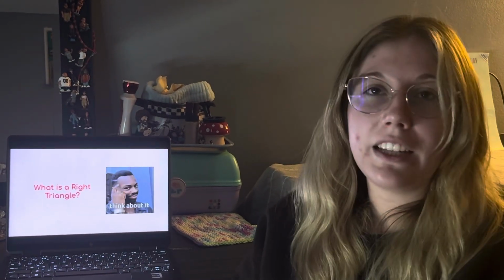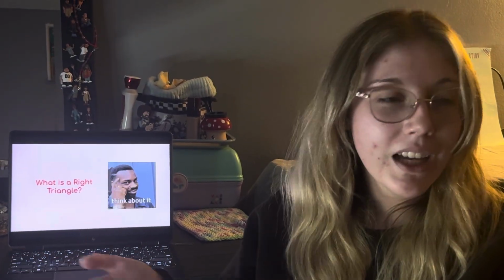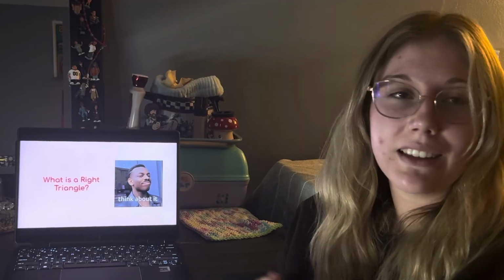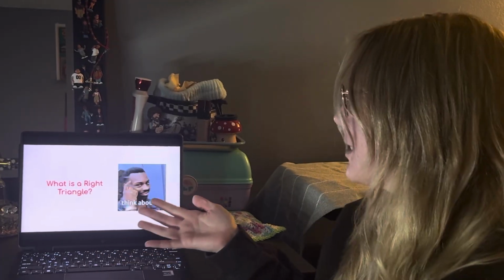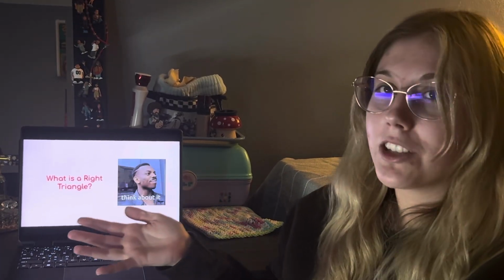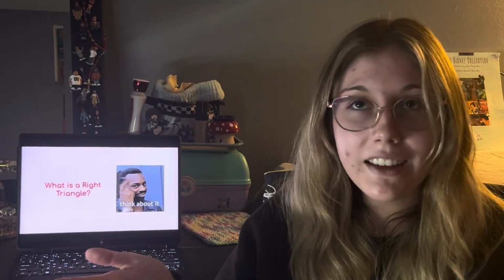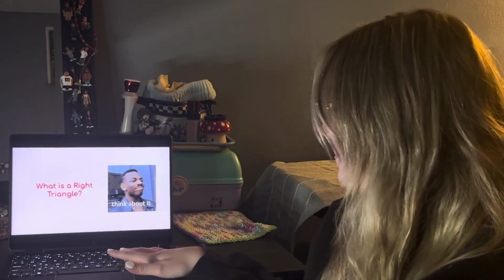I would do a think, pair, share and ask the students, what is a right triangle? I would give them about 30 seconds to think independently without anyone talking, and then I would give them about a minute to collaborate with their peers, and then we would talk about it. What is a right triangle? This is a vocabulary term that we have not used yet in this class, so we would dive into it.